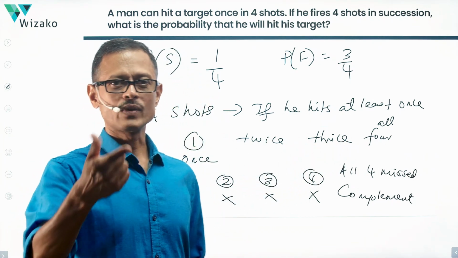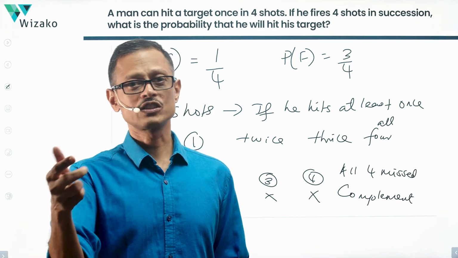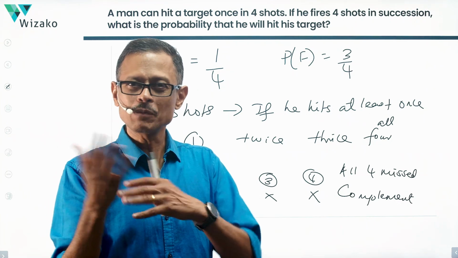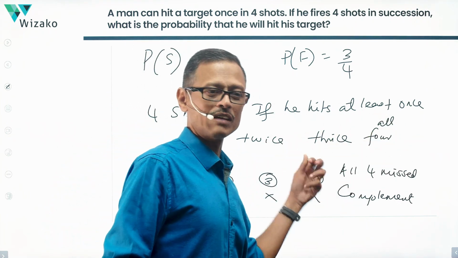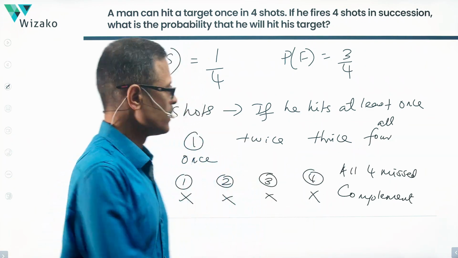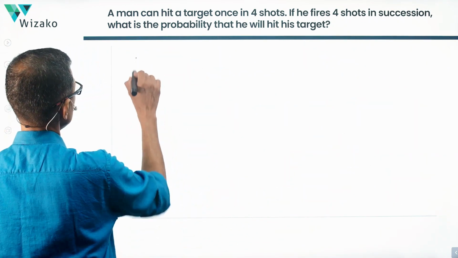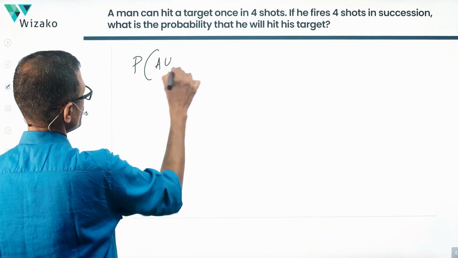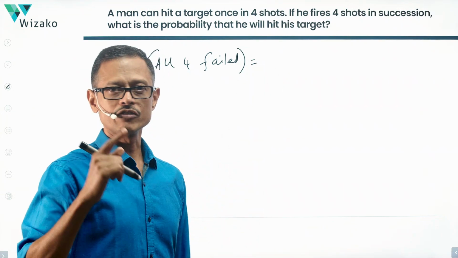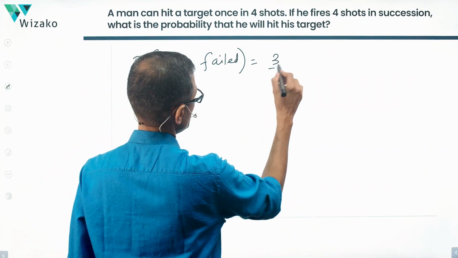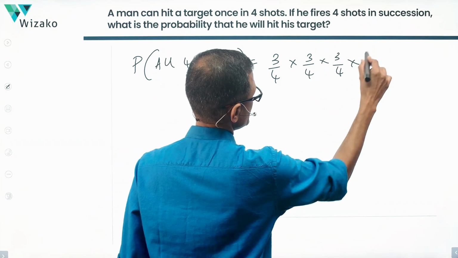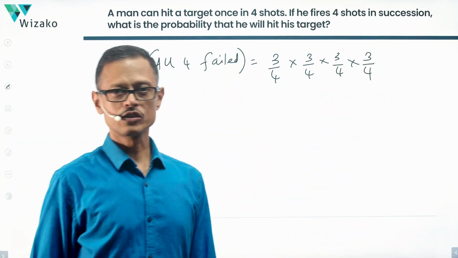Once is which one? Is it the first or the second or the third or the fourth? We'll have to account for that. Twice. Which 2? 1, 2, 1, 3, 1, 4. Multiple things will have to be done here. Little bit more cumbersome than looking at this. Here, all 4 are failures. That's the opposite of what we want. All 4 are failures. We'll call it probability of all 4 failed. That is equal to the probability of the first shot being a failure is 3 by 4. The second one being a failure is 3 by 4. Third one being a failure is 3 by 4. Fourth one being a failure is also 3 by 4.